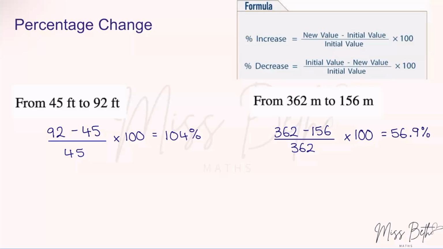56.9%. Okay, so in terms of interpreting that answer, you would say that it is decreased by 56.9%.